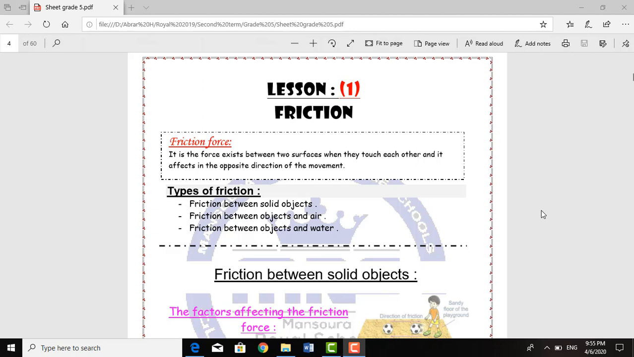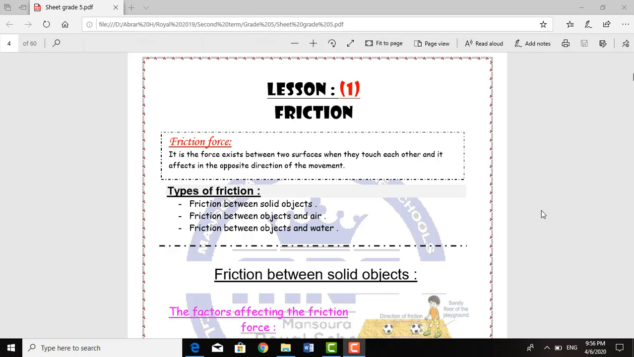There are different types of friction, but before we talk about the types of friction, let's remember the states of matter. The matter has 3 states: solid, liquid, and gas. So the types of friction may be friction between solid objects if the two surfaces are solid, friction between objects and air, where one surface is solid and the other is air, and friction between objects and water, a solid object and water.